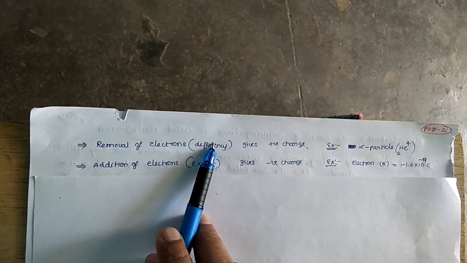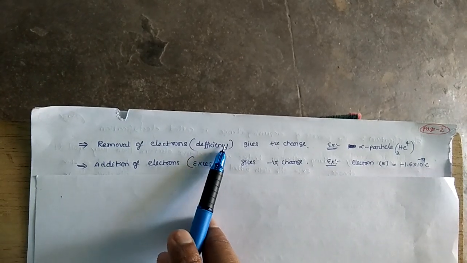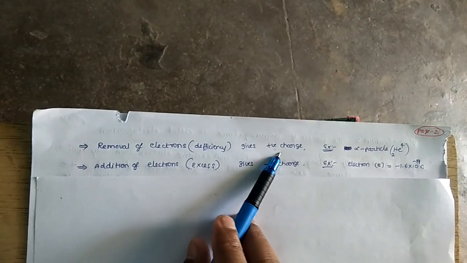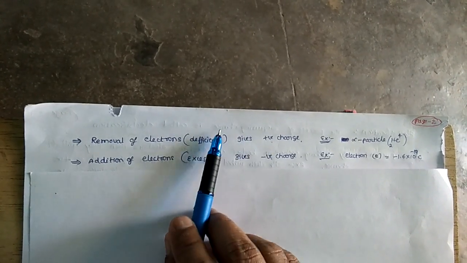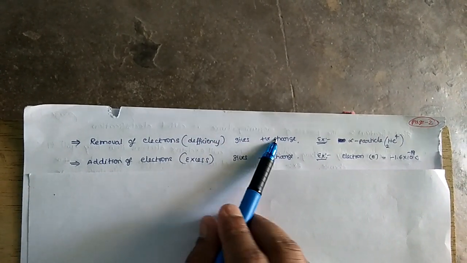Next, if electrons are removed from a substance, from an element, that means a deficiency of electrons. I told you already, electrons have negative charge. If the number of electrons is less, automatically positive charge will be more. Hence the body will get positive charge. Deficiency of electrons gives positive charge.